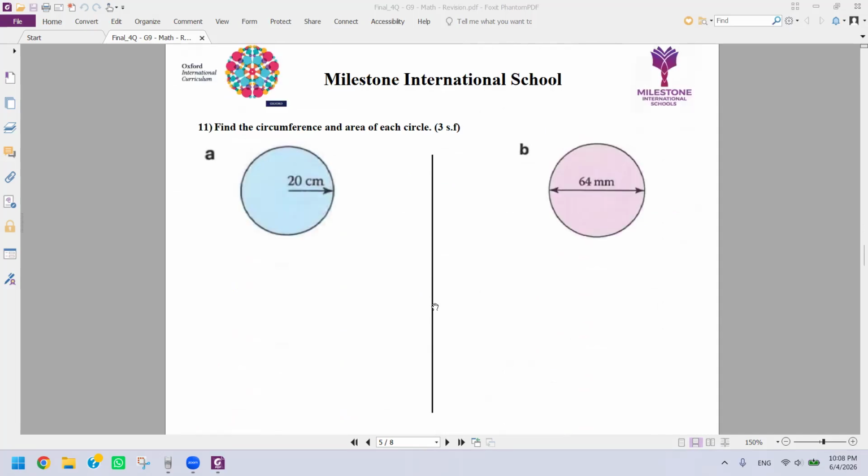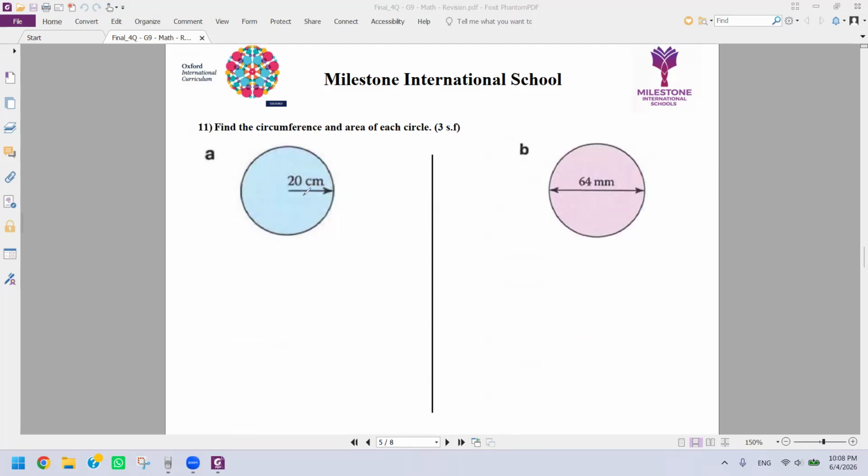Now, next unit is circle. Find the circumference and area of each circle. So make sure that you memorize the formula for the exam. And you should write it when you show your work. Now, for circumference, we have two formulas. There is C equals 2 pi r, and there is C equals pi d.